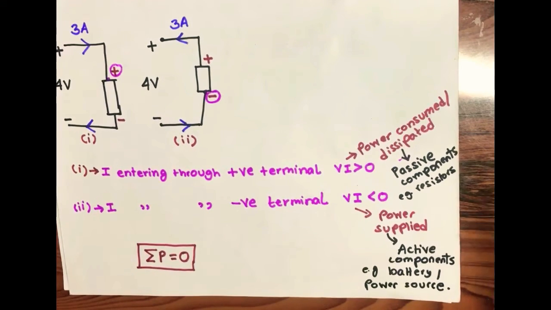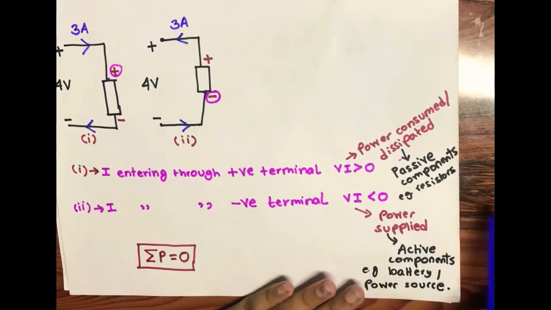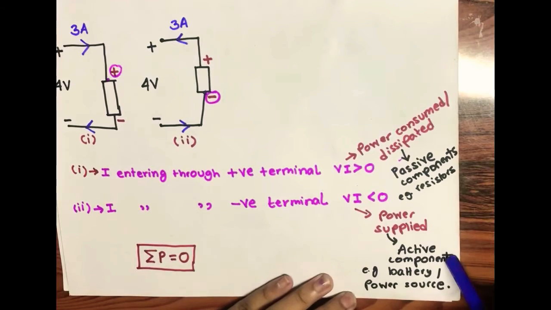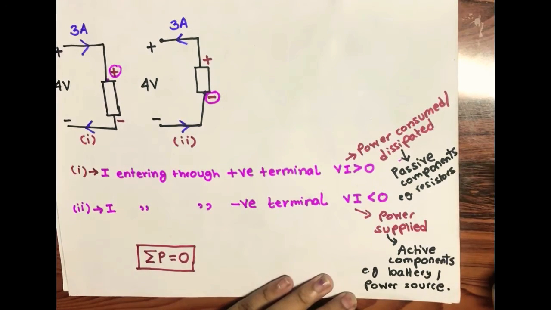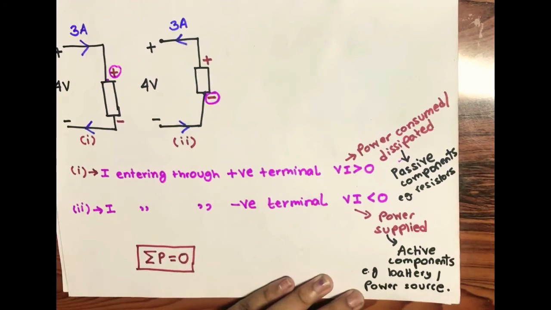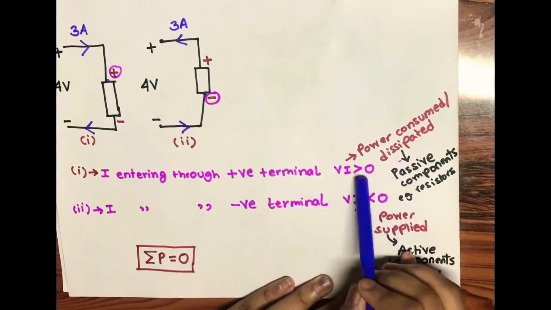We all know active components supply power. Therefore, as active components supply power, they provide negative power. For example, a power source or any battery provides negative power. Whereas passive components like resistors use up or dissipate power, so they provide positive power.